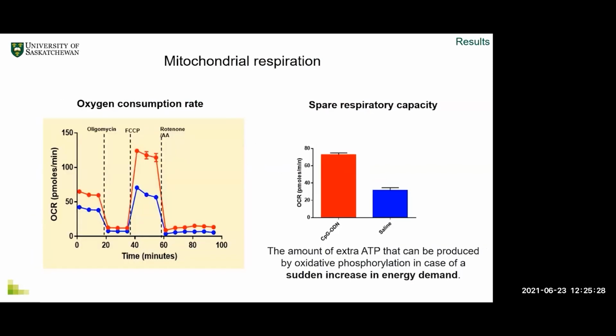Mitochondrial respiration. In this graph, the y-axis represents oxygen consumption rate and how it changed with time. The oxygen consumption rate was always higher in the CpG group, represented by the red line, compared to the saline group. Spare respiratory capacity, as you can see in this graph, was higher in the CpG group compared to the saline group. We can describe spare respiratory capacity as the amount of extra ATP that can be produced by a cell using the oxidative phosphorylation pathway in case of sudden energy demand.